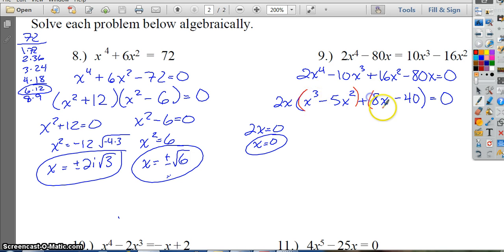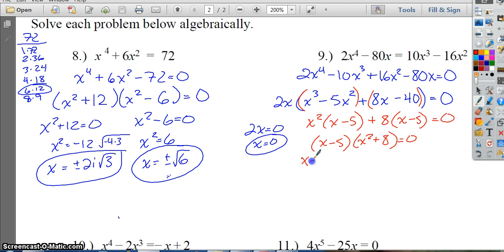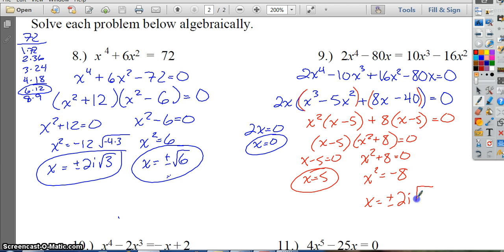So I'm going to group these two and these two. That has an x squared I'm pulling out. So that's x minus 5. This is going to be 8, which will leave you with x minus 5. So x minus 5 is my first factor. x squared plus 8 is my second. So x minus 5 equals 0. x is 5. x squared plus 8 is equal to 0. So x squared, horrible x squared, equals negative 8. So x is equal to plus or minus 2i square root of 2.